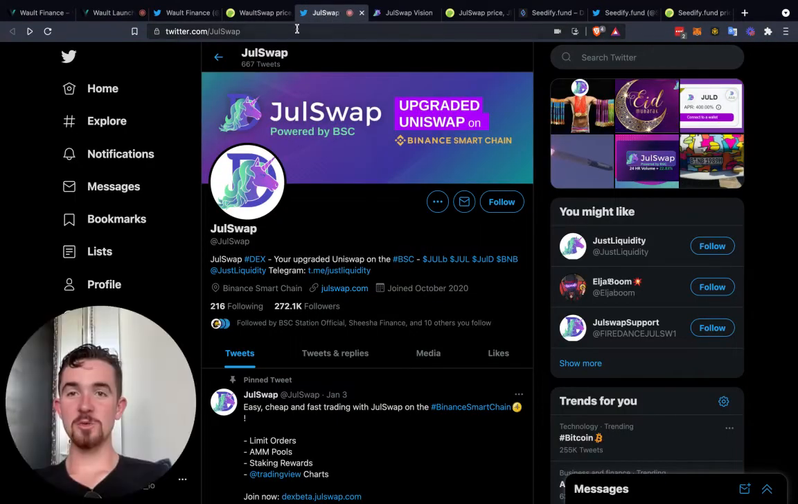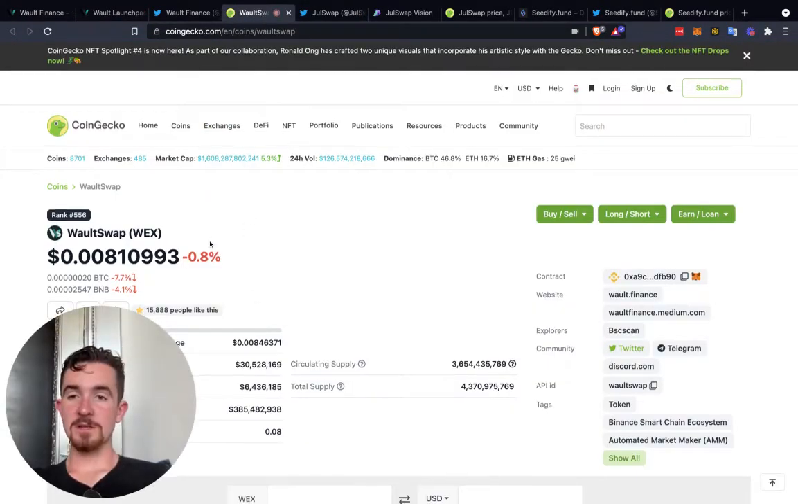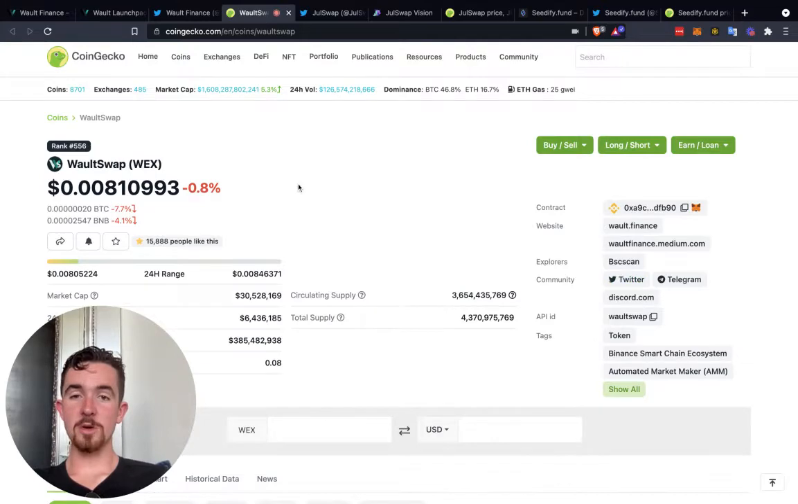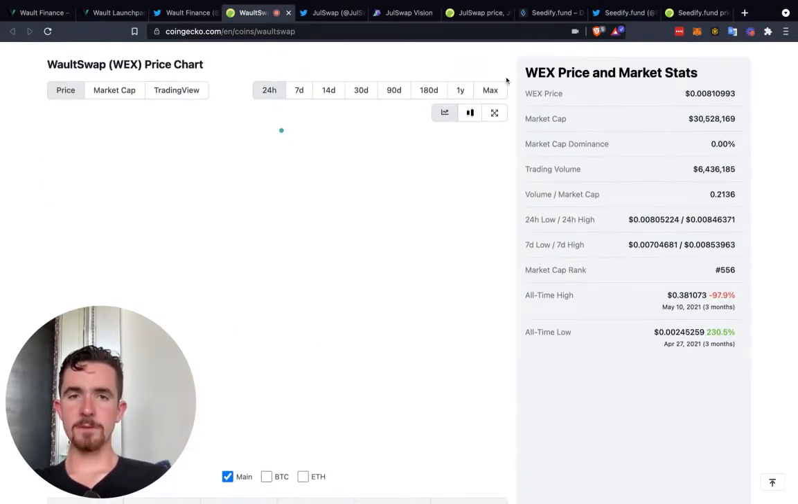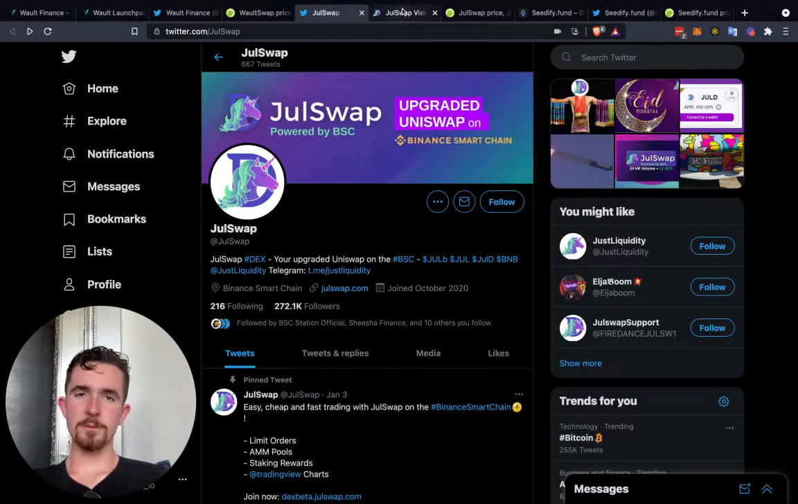But let's actually take a look at the token. So WEX token, market cap is $30 million. Let's see if we can pull this chart up here. Trading volume is pretty low at 6 million. But we can move on here, okay?